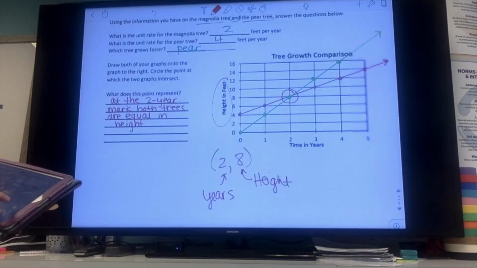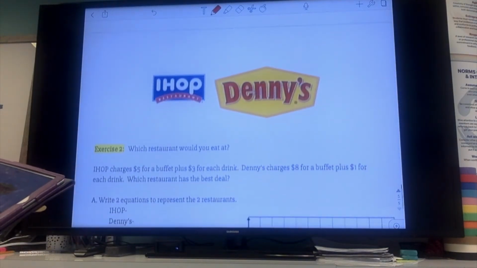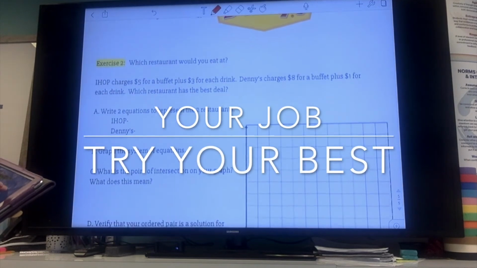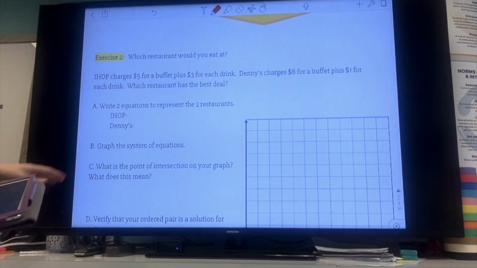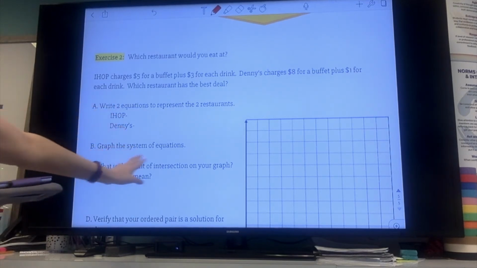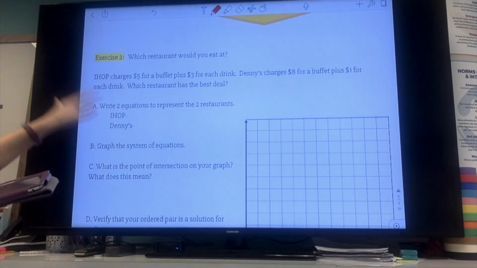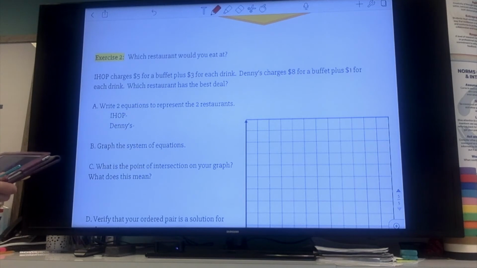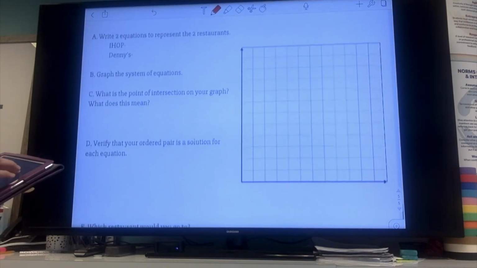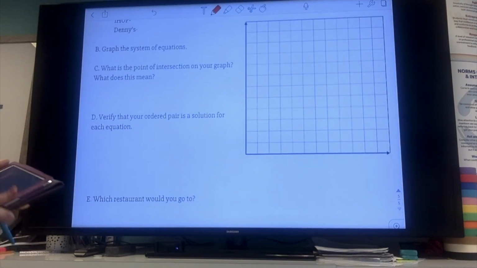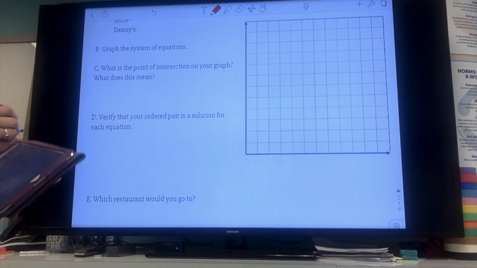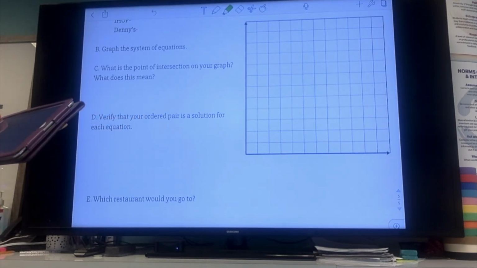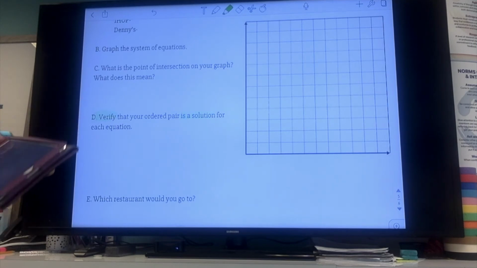Okay, so I want you guys to work on this exercise 2. It's a little bit harder because you have to create your own equations, you have to graph them, and then find the point of intersection on your graph and say what it means. And then D says verify your ordered pair is the same. Verify that it is a solution.